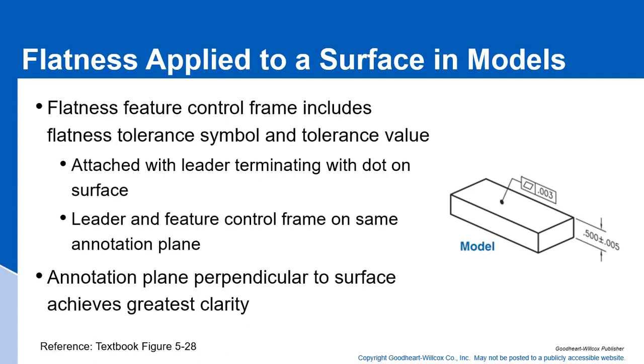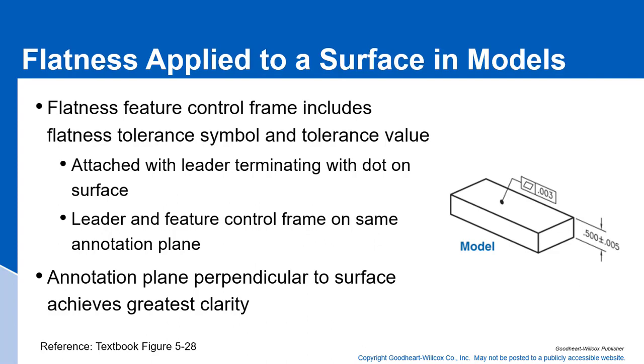Here's how we would apply it to a model. It's just a little dot with the flatness tolerance, and it applies to the whole surface. There's no directionality associated with it. It includes a flatness tolerance symbol and a tolerance value. It's attached with a leader, on the same annotation plane.